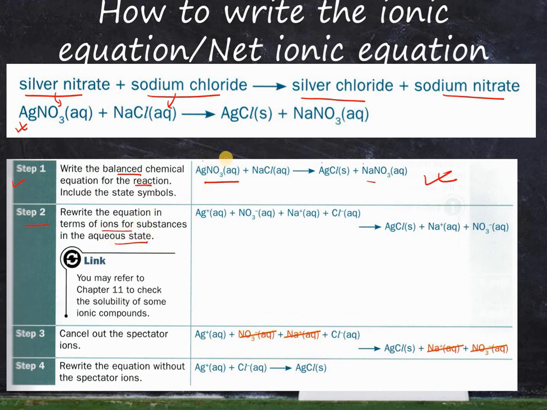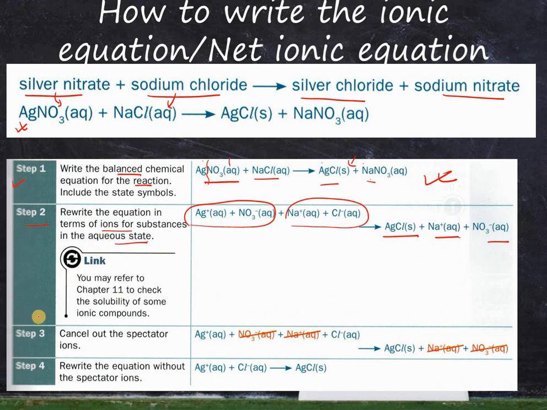in aqueous state. So this is aqueous. Just break apart into ion form. So this is your silver nitrate, NaCl, Na plus, Cl minus, and now the product side, since it is a solid, we will not break it, we'll just write it like that.